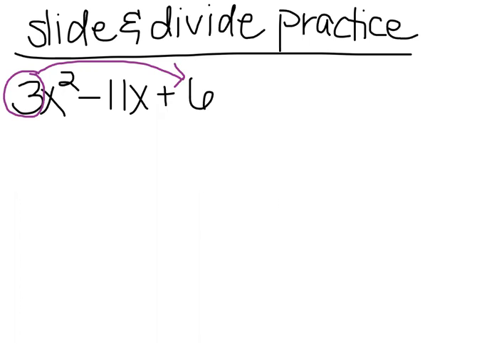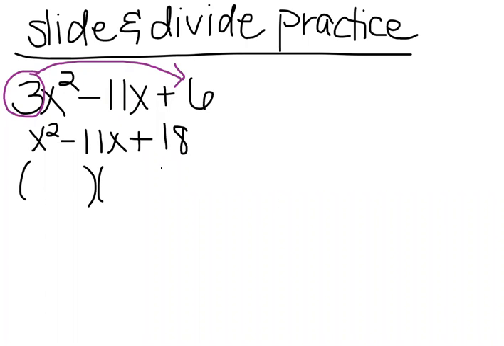That's going to give me x squared minus 11x plus, and remember the number we're sliding, we are multiplying to our third number. So 3 times 6 gives me 18. Okay, now we have a quadratic expression without a number on your x squared term, and that will just factor out to be 2 binomials, starting off with x.